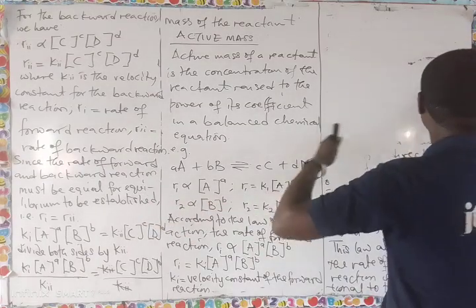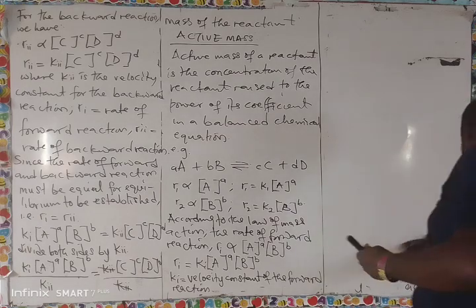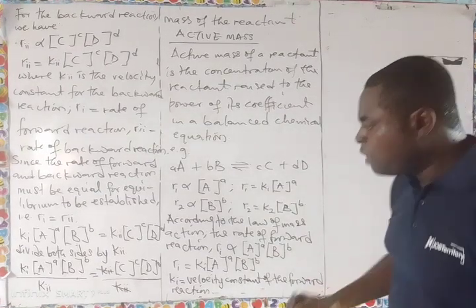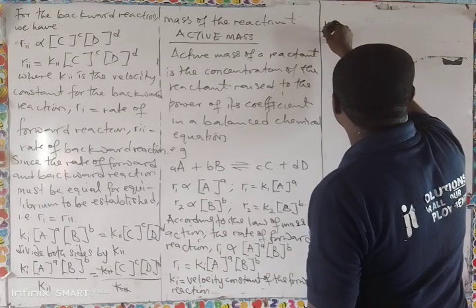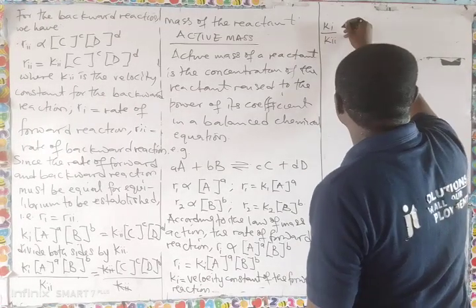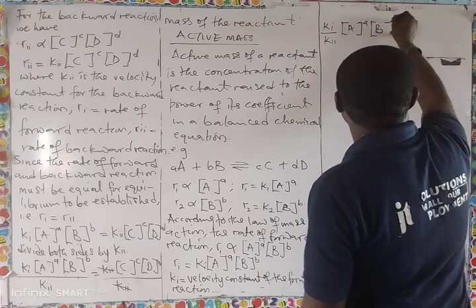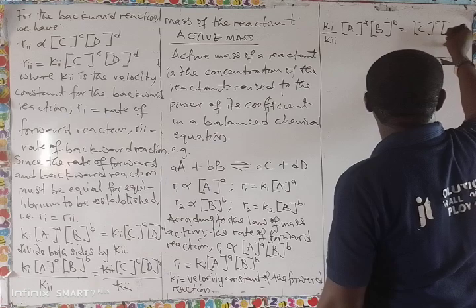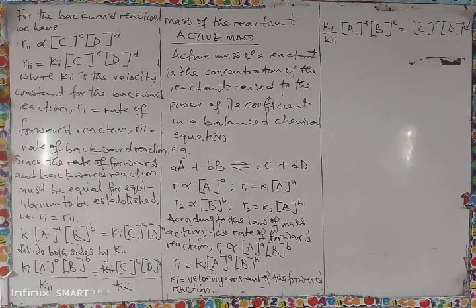Nobody will have to derive all this, but here we are going to use it. We are going to solve questions regarding that. Now, the next thing to do, we have gotten this. This one can be rearranged as what? KI over KII, am I correct, times A raised to the power A, B raised to the power B, is equal to C raised to the power C, then D raised to the power D. Are we together?